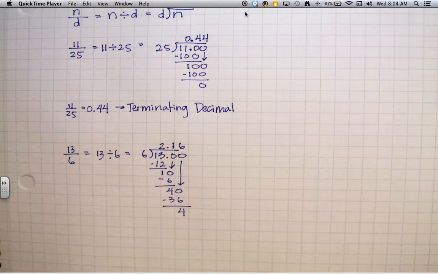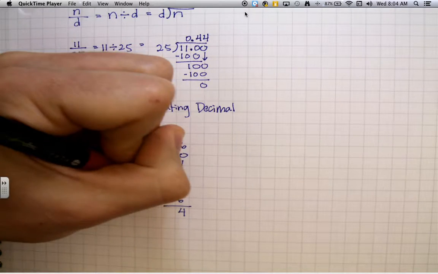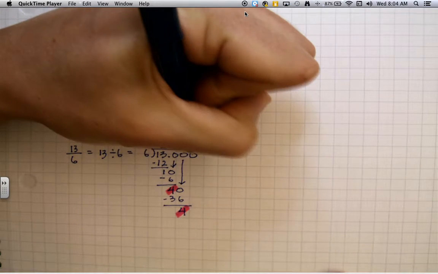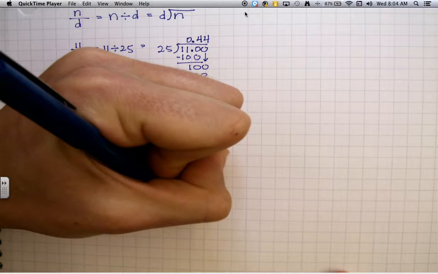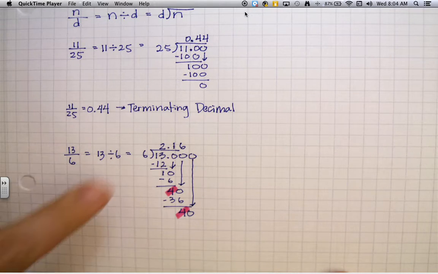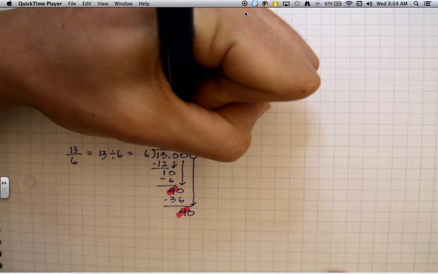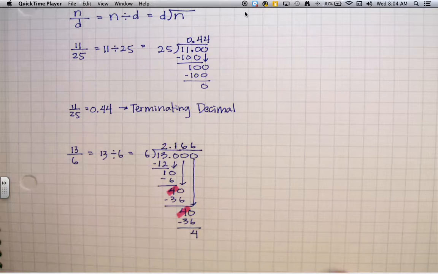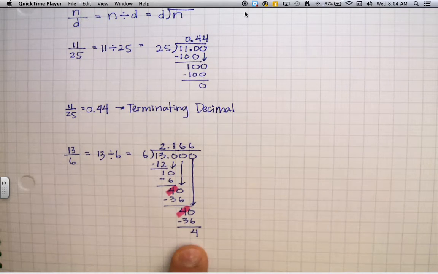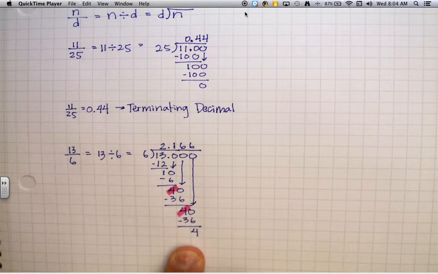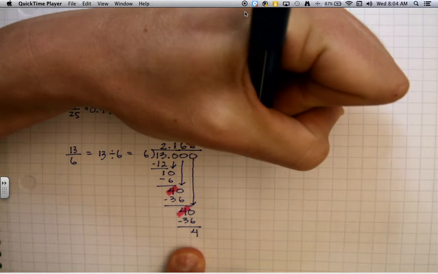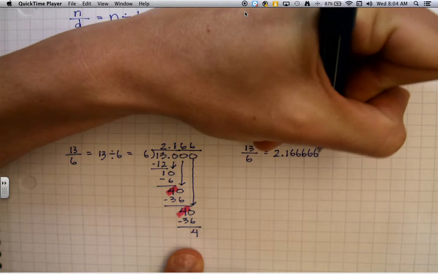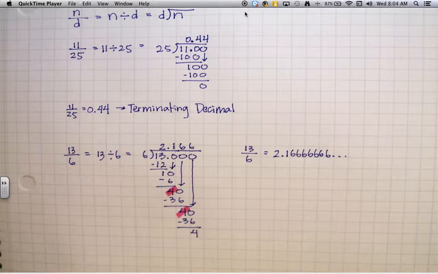I'm going to pause here because I noticed something important. I got a remainder of 4 2 times in a row. So what do you think is going to happen if I put a 0 in the thousandths place, bring it down, and try this process again? I'm going to get another 6 groups of 6 fitting into 40, which is going to leave me with yet another remainder of 4. This is a good place to stop because this is just going to keep on happening. So 13/6 equals 2.1666666, and so on.